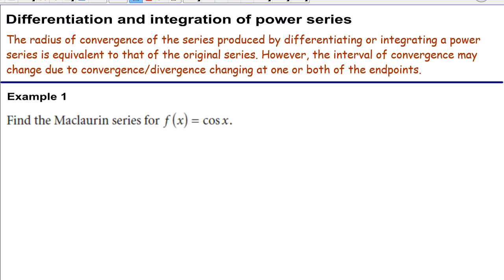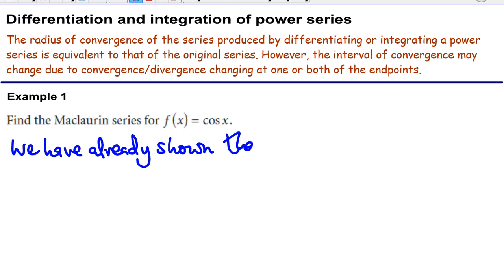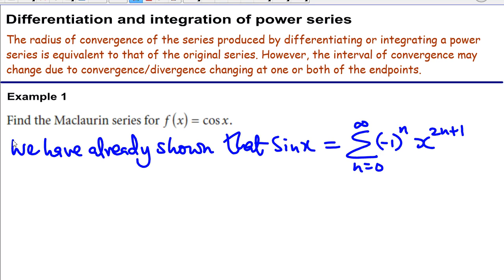We have already shown that sin x is equal to the sum from n equals 0 to infinity of negative 1 to the power n, x to the power 2n plus 1, over 2n plus 1 factorial. From my previous videos, I've already shown that. Now this series has an infinite interval of convergence. Hence, we can differentiate it to find the Maclaurin series for cos x.